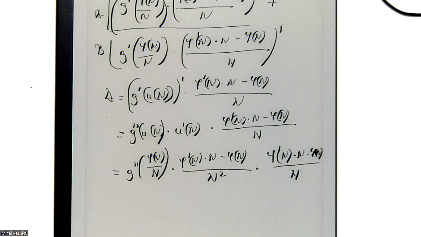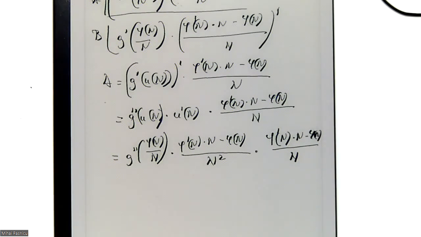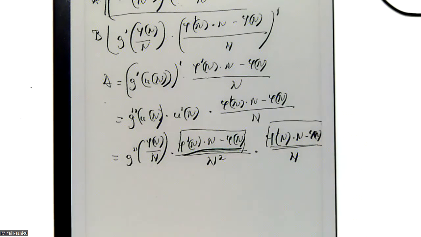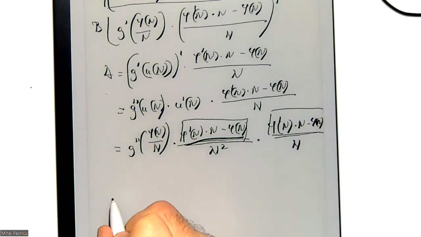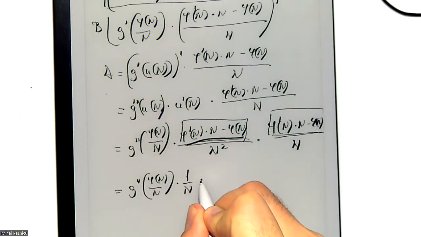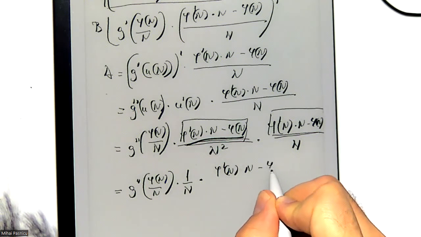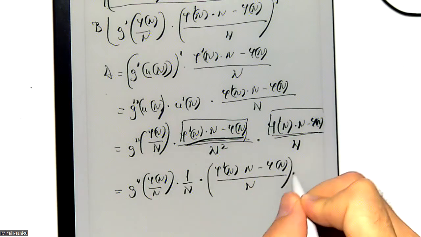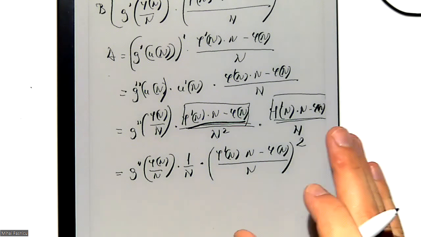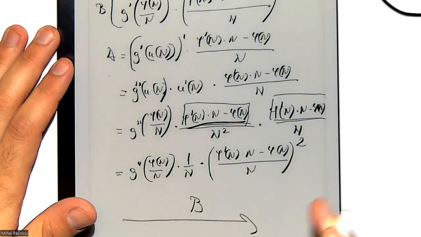Can I do some simplification with it? Kind of, I guess. What simplification can I do here? It's not necessarily simplification, just a more compact way of writing. This is the same as this. Right, so I can just write this as G double prime times 1N times phi prime of N times N minus phi of N over N, everything squared. Okay, it's just a more compact way of writing. Okay. Yeah, now let's compute B now. We're gonna do it on the other page. B on the other page.